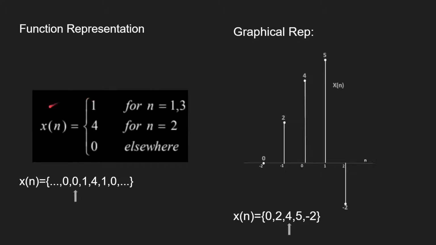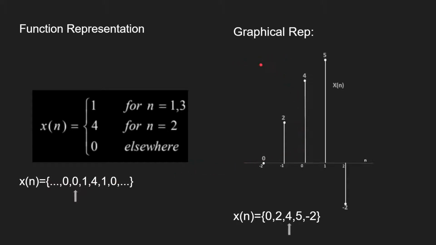In function representation, the signal is given as a function where the particular values for each value of n are specified. So for this function, your signal comes out to this. And here the arrow indicates the value of n is equal to 0. So we can assume that this is for all n is equal to -1 and so on, and here it is n is equal to 1, 2, 3 and so on.